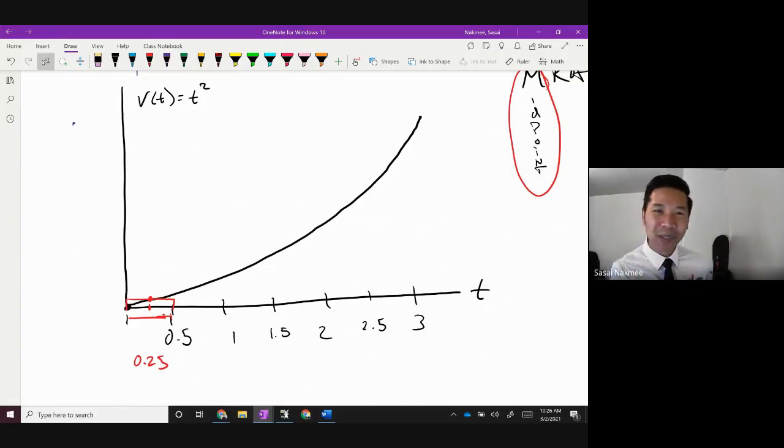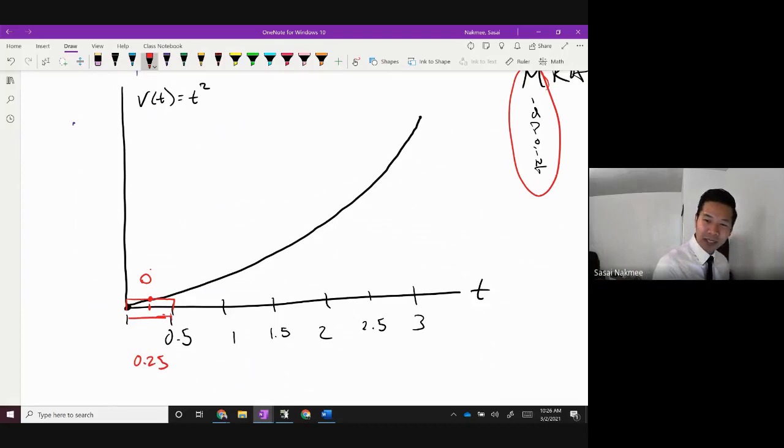Who knows what 0.25 squared is? I'll be honest with you, I don't know what 0.25 squared is. Do you guys know? I'm going to cheat and look at the calculator. 0.25 squared is technically 0.0625. All right, I cheated. That's what that height is, right?